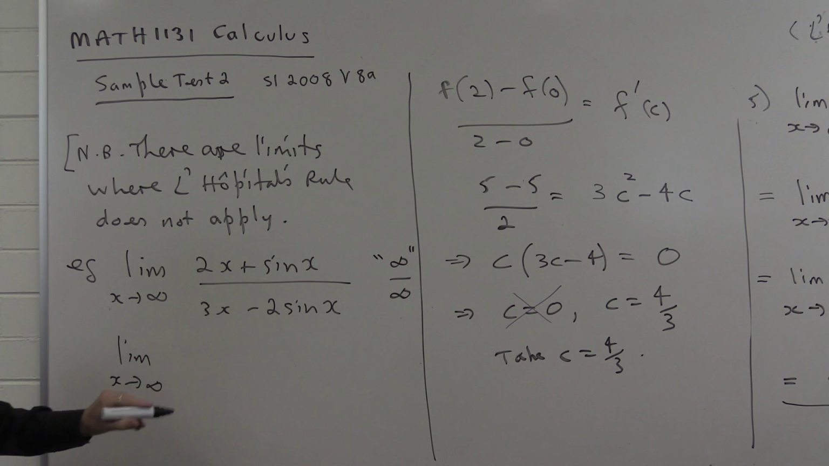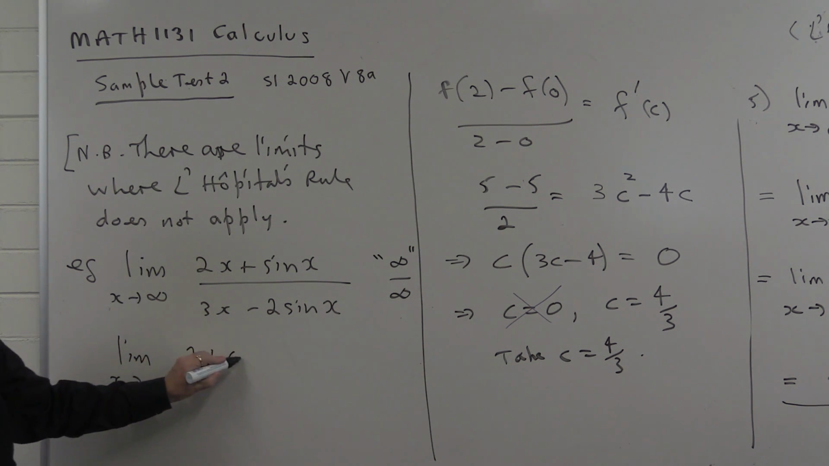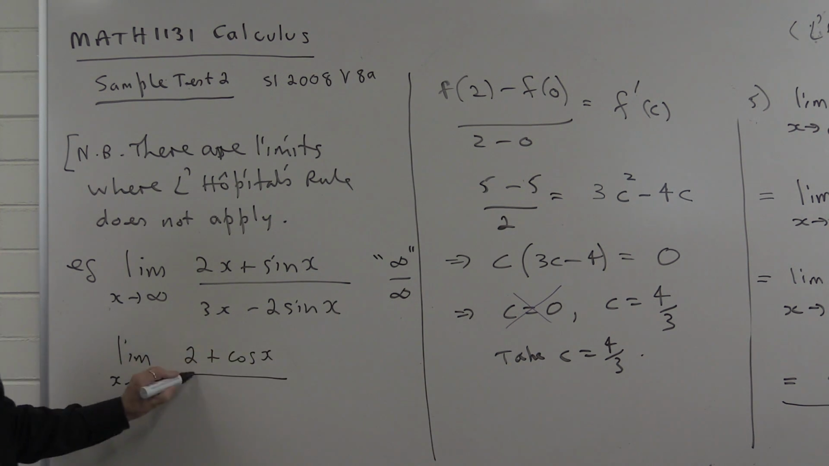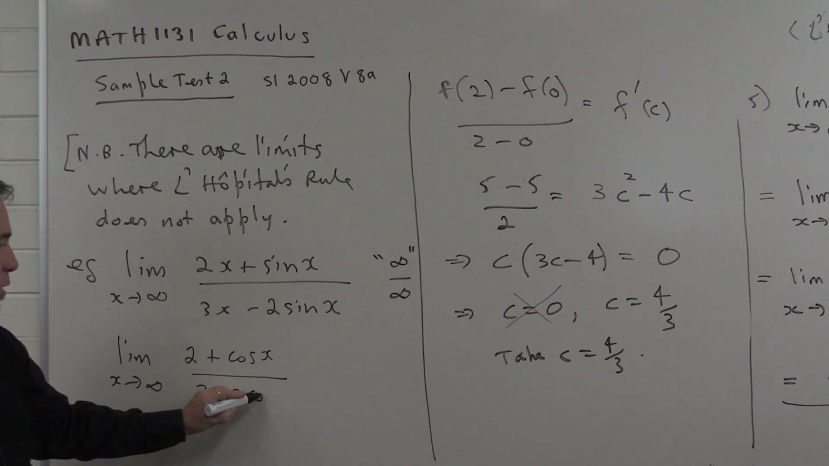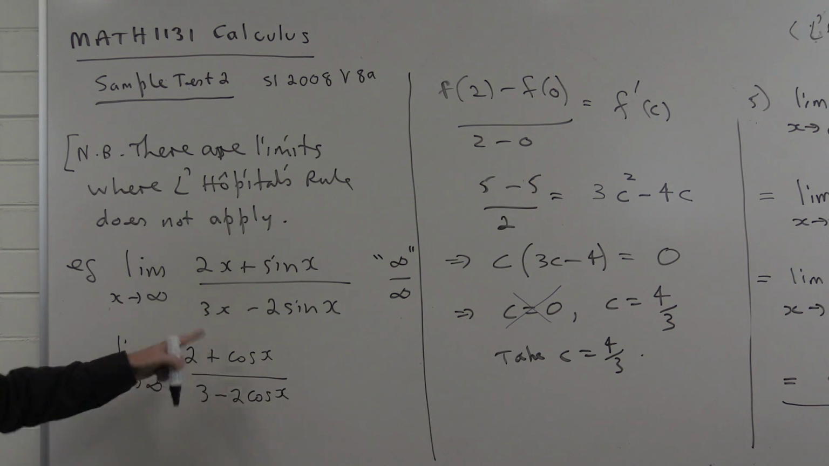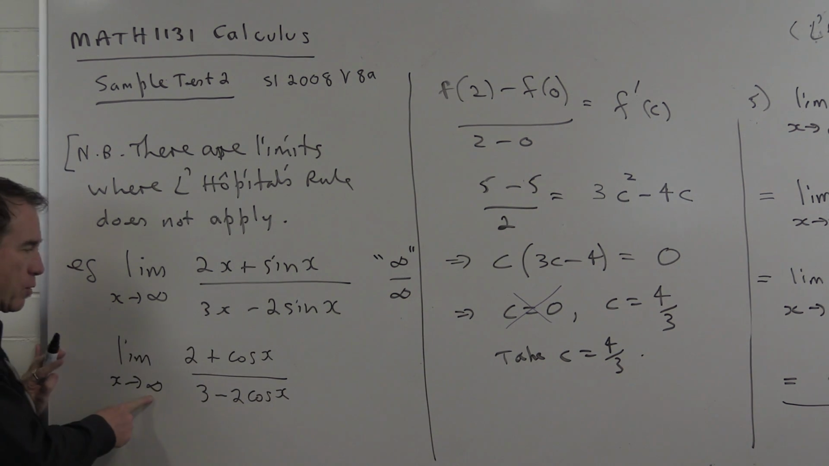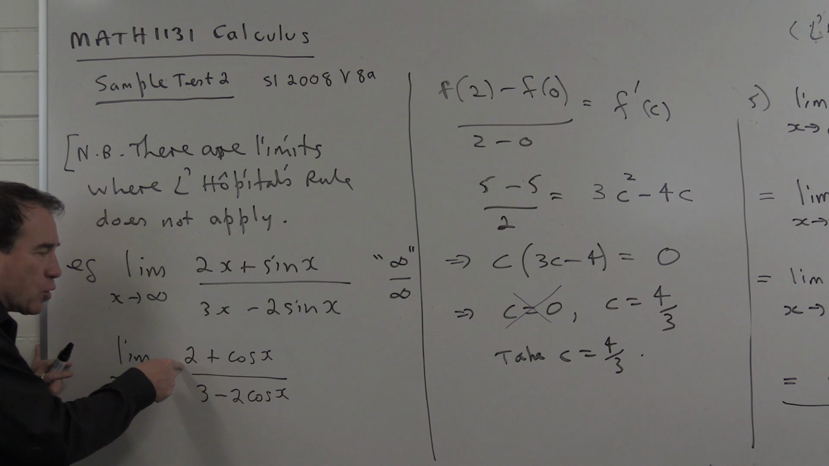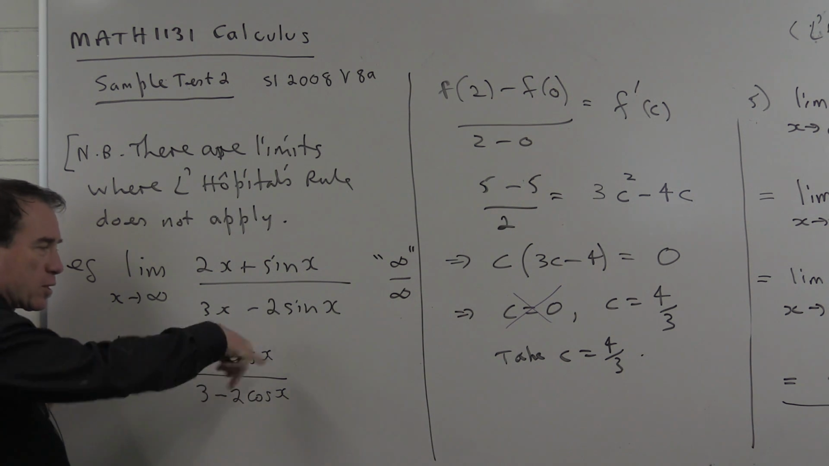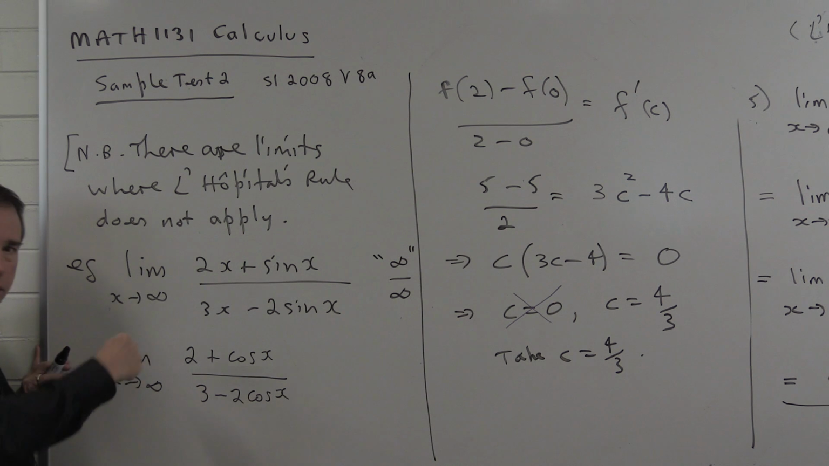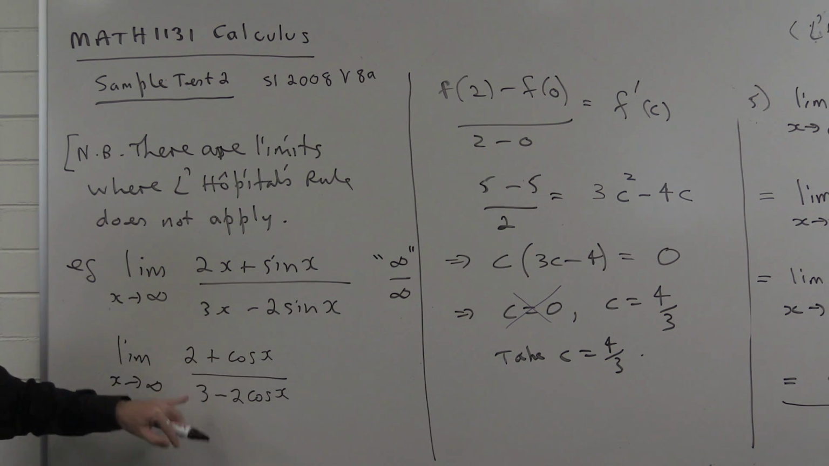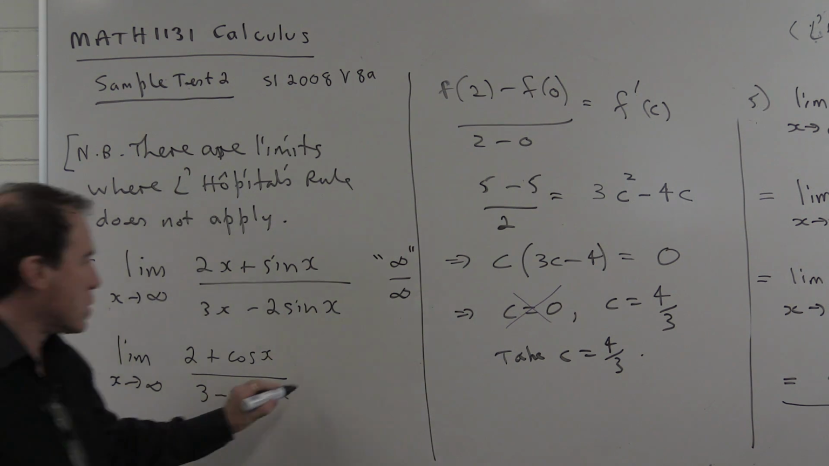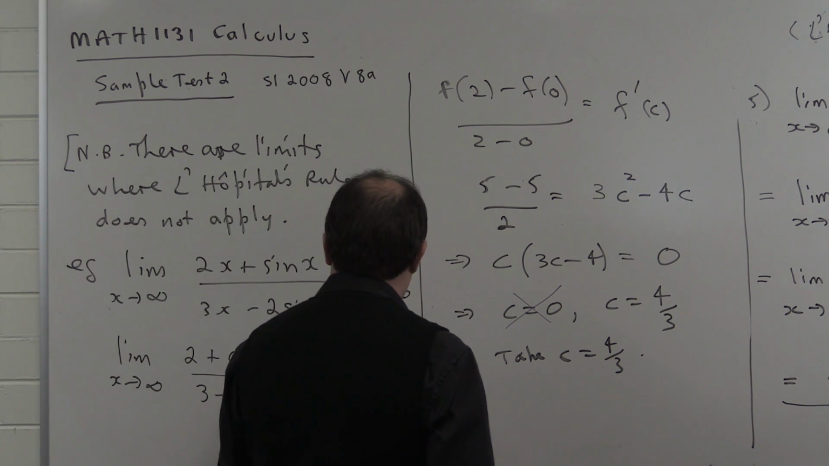But I try differentiating the top. So I will get 2 plus cos x. And on the bottom, I'll get 3 minus 2 cos x. And the trouble with this limit now is if I try and let x go to infinity, well, this is 2, doesn't do anything, but the cos x just wobbles along, and if I add 2, it still wobbles along. So the top's not approaching any finite number, and neither is the bottom. So this limit does not exist.